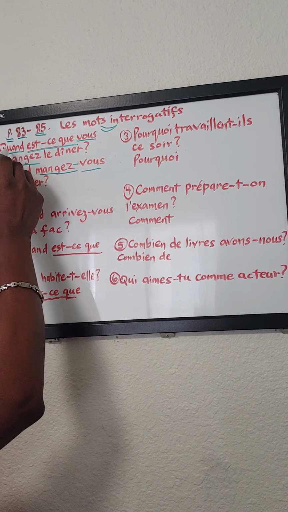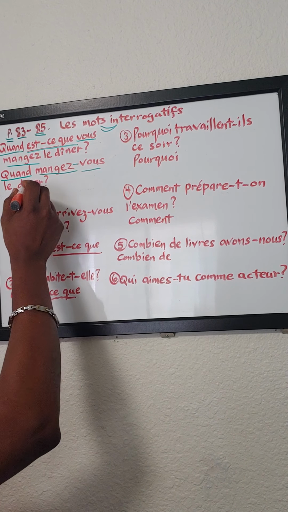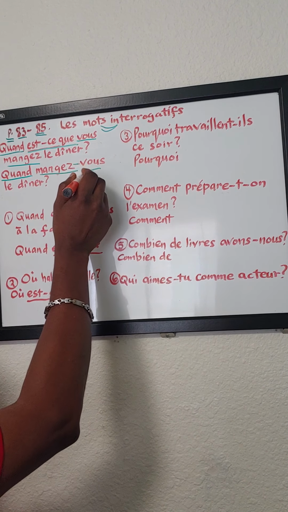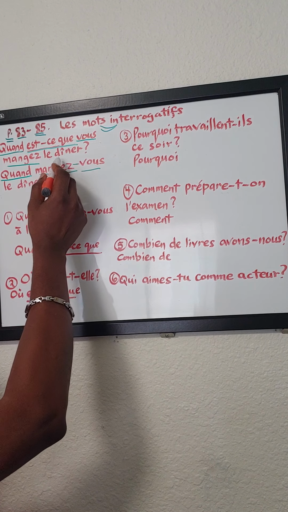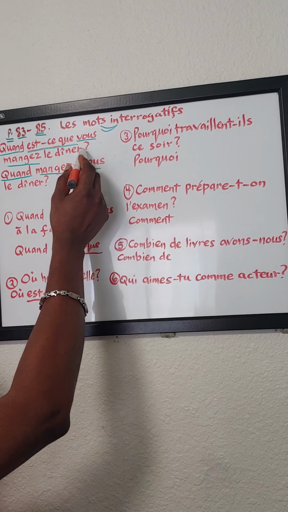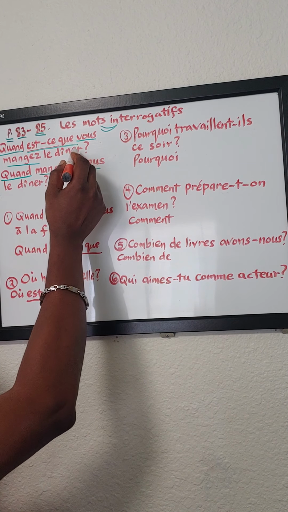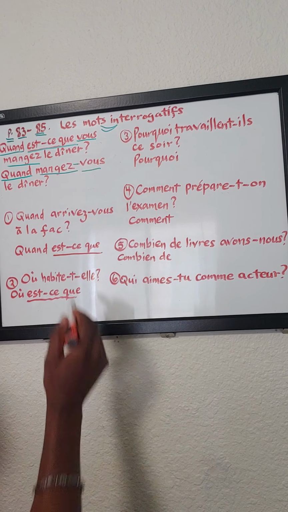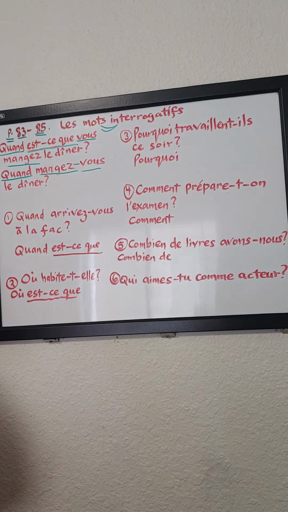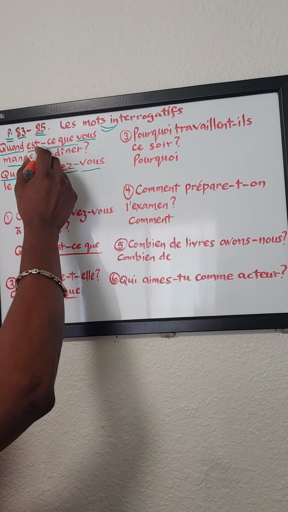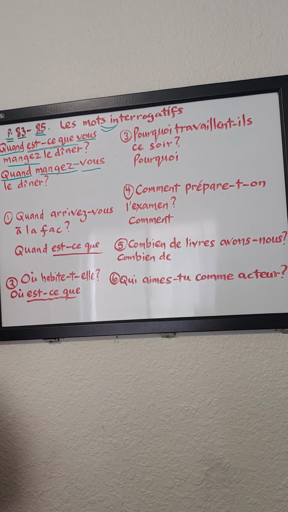Right here, you said, quand est-ce que vous mangez le dîner? Here, quand mangez-vous le dîner? See that here, vous mangez le dîner, the verb has changed places with the subject pronoun. And then you put a hyphen in between them. They mean the same thing. This is pretty much more formal than the est-ce que one.